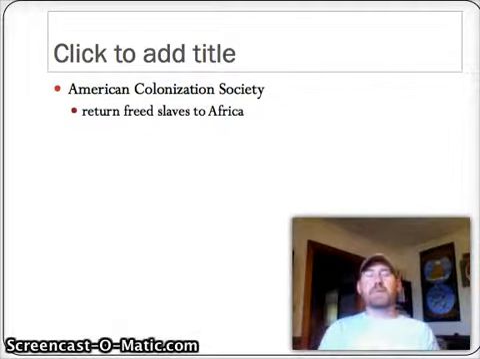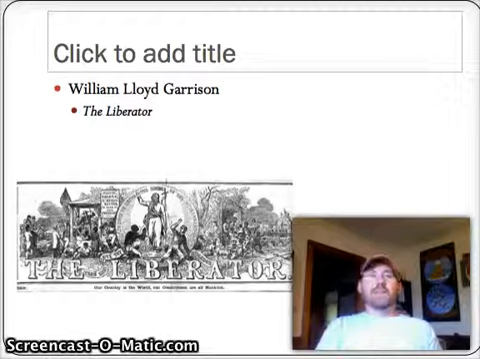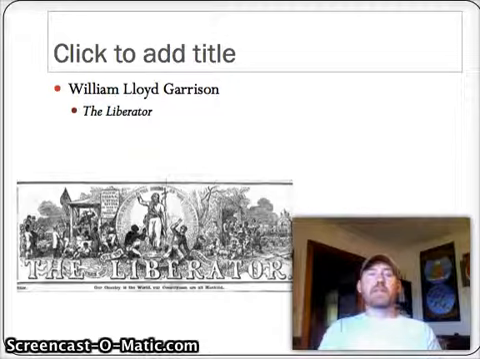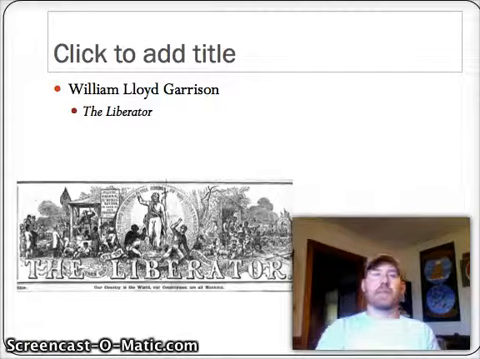Now, one of the names you may see associated with this is Henry Clay, who we talked about originally with the American System. He was one of the early proponents of this colonization society and kind of gave a mark of respectability to it. Another abolitionist you need to be aware of is William Lloyd Garrison, who was in charge of the publication of an abolitionist newspaper known as the Liberator. Very inflammatory, took a not so peaceful slant on getting rid of slavery. What they did is they published articles.